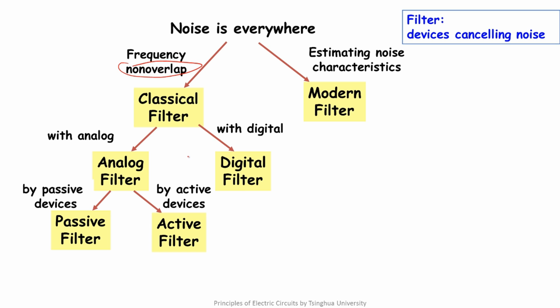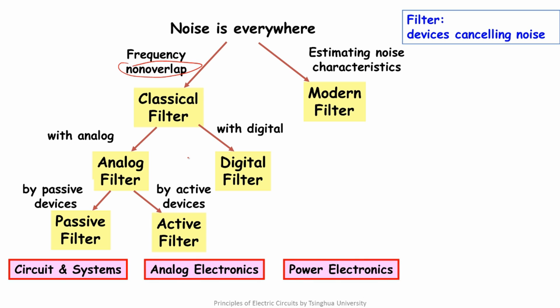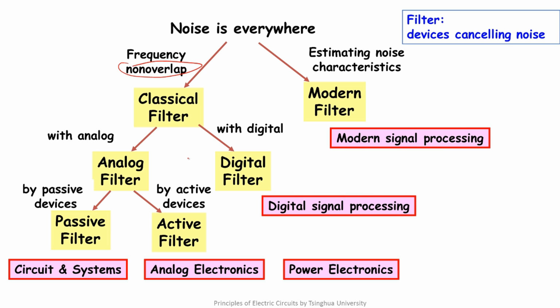For example, passive filters will be taught in circuits and systems, and active filters will be taught in analog electronics and power electronics. Digital filters will be taught in digital signal processing. Modern filters will be taught in modern signal processing. It can be said that the learning process of the electrical engineering field is the learning process of filters. In this course, we focus more on analog filters, so we divide analog filters more carefully.